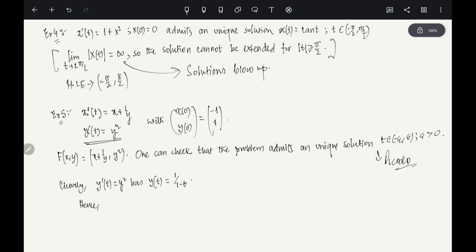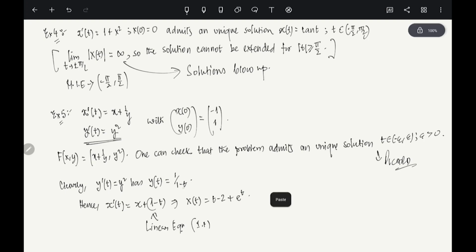Now, if you put that value in our problem, x prime t will look like this: x plus 1 by y, which is 1 minus t. Clear? Now if you just solve this problem, it is just a linear equation, right? Use an integrating factor to solve it, and I am just writing out the solution. x of t will look like this: t minus 2 plus e to the power t.